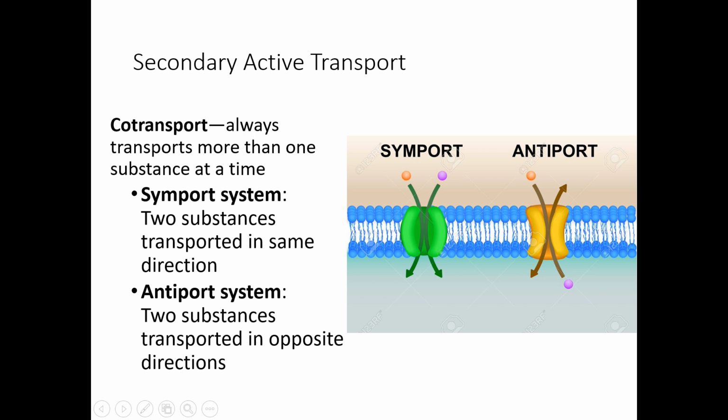Sometimes it's not just one ion that is moved; more than one substance can go at a time, ions or small molecules. When two substances are transported in the same direction simultaneously, it's called a symport. When two substances are transported in opposite directions, it's called antiport.